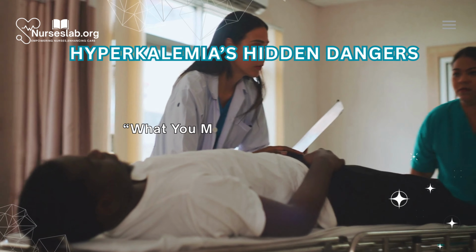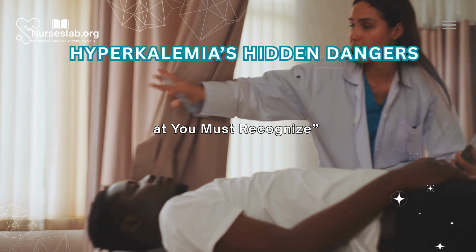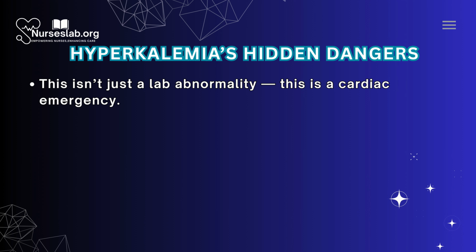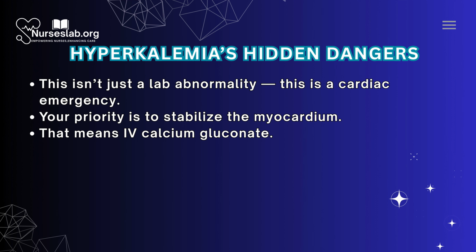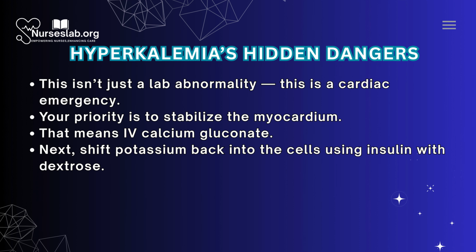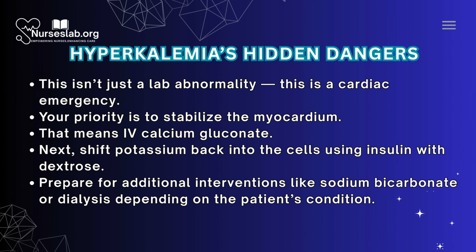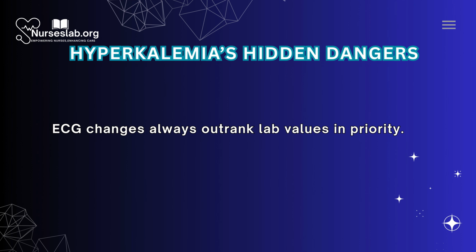From this case, what you must recognize: this isn't just a lab abnormality, rather this is a cardiac emergency. Your priority is to stabilize the myocardium. That means IV calcium gluconate. Next, shift potassium back into the cells using insulin with dextrose. Prepare for additional interventions like sodium bicarbonate or dialysis, depending on the patient's condition. And remember, ECG changes always outrank lab values in priority.